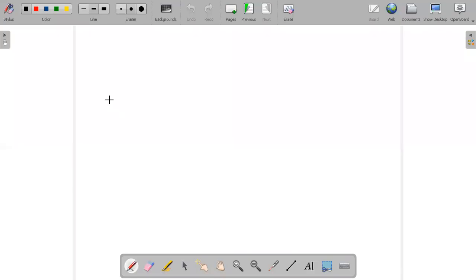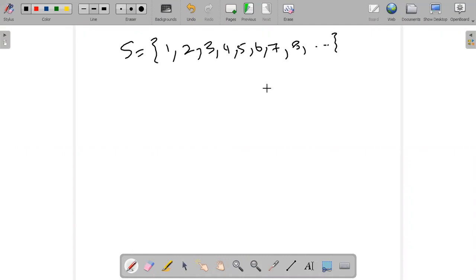1, 2, 3, 4, 5, 6, 7, 8, 9, 10. So the sample space would be 1, 2, 3, 4, 5, 6, 7, 8, 9, and 10. Okay, that will be the sample space. I have placed that in a box now.